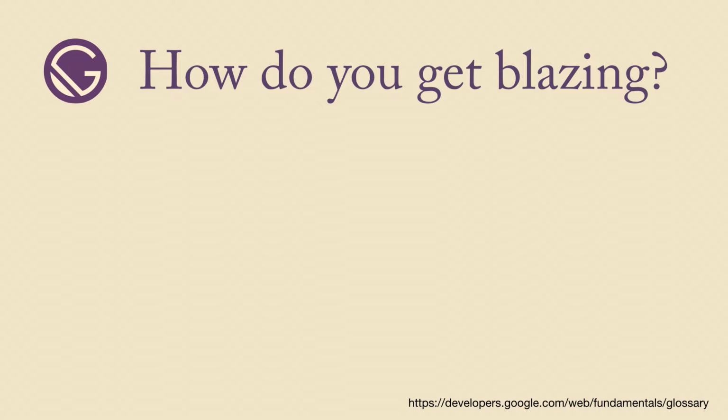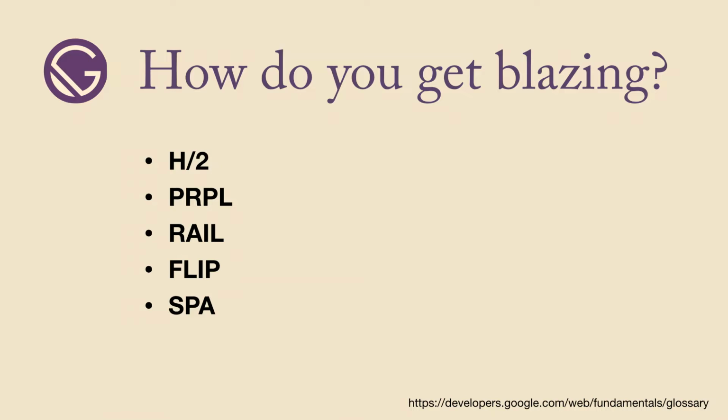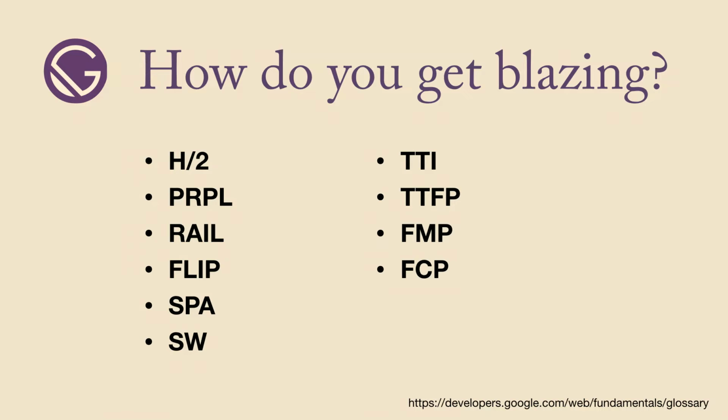So how do you get a blazing fast website? Not rocket science. You just implement a bunch of already known patterns for best practices and measure some important metrics. You need to do things like implement HTTP2, or at least your server should. You implement patterns like PRPL, RAIL, FLIP, things that help with front-end performance of your application. Maybe you consider building a single-page application or implementing service workers to help speed up the load time of the page. You measure things like time to interactivity, time to first paint, first meaningful paint, first contentful paint.